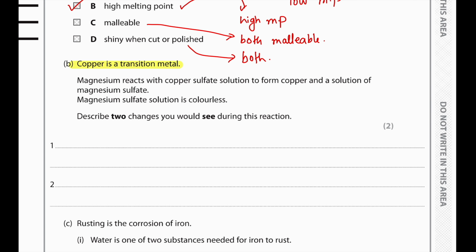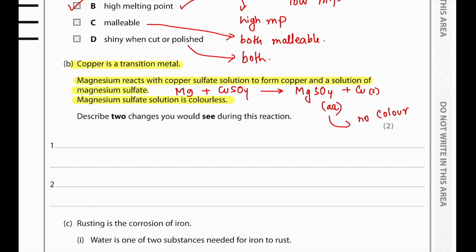However, a unique property of transition elements is that they have high melting point. Copper is a transition metal. Magnesium reacts with copper sulfate solution to form copper and a solution of magnesium sulfate. So this description tells us that magnesium is more reactive, which is why it can displace the copper from its aqueous solution and form MgSO4 and release the copper as copper element. Magnesium sulfate solution is colorless. MgSO4 aqueous has no color, whereas CuSO4 aqueous has a blue color.